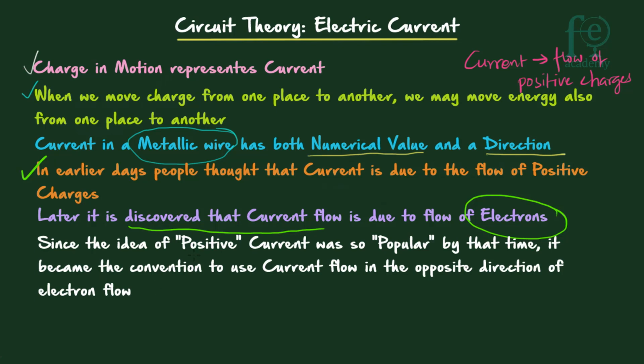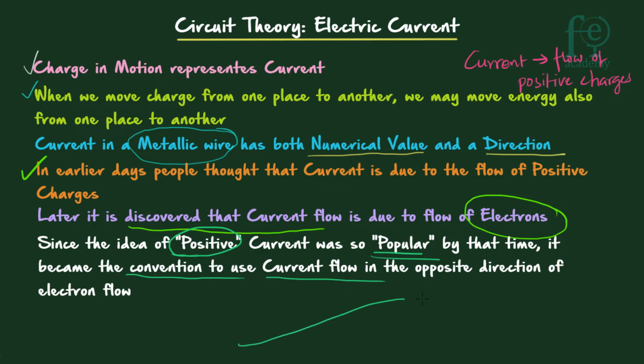In earlier days people thought that the flow of current is due to the flow of positive charges, and when they discovered electrons, the idea of positive current was so popular and appeared in many books and literature that now they can't go back and correct this mistake. So they said, okay, let us have a convention. When we talk about current flow, we will talk about the flow of positive charges, but actually we know that the current flow is due to the flow of electrons.